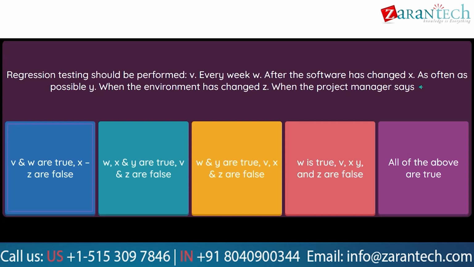Option 1 v and w are true, x, z are false. Option 2 w, x and y are true, v and z are false. Option 3 w and y are true, v, x and z are false. Option 4 w is true, v, x, y, and z are false. Option 5 all of the above are true.